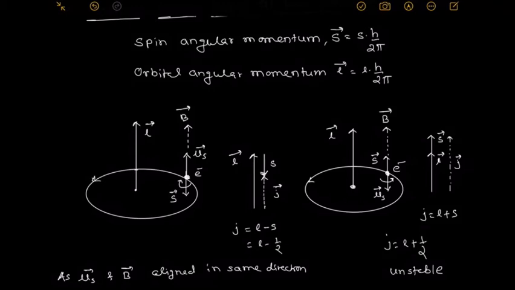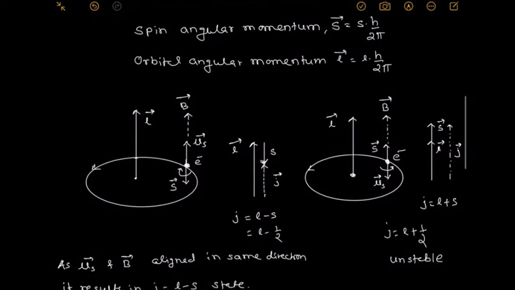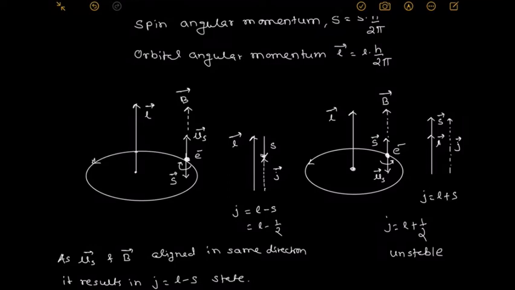It means the magnetic moment due to spin motion and the magnetic field produced by the orbital motion are both aligned in the same direction. And if B and mu s, the magnetic moment due to spin motion and the magnetic field produced by the orbital motion, are aligned in the same direction, it results in one of the states, and that state is J equal to L minus S. What is J?